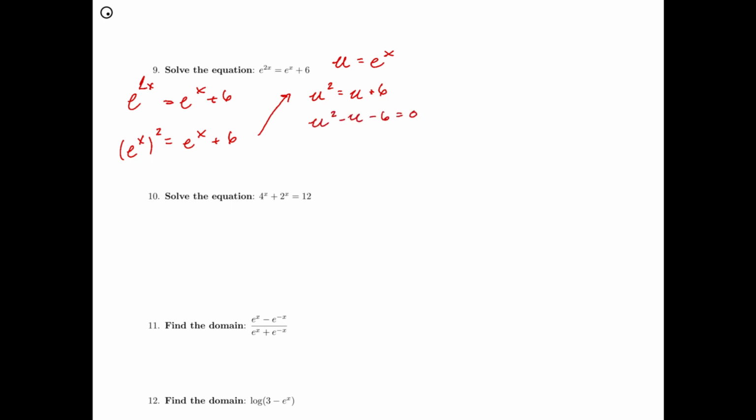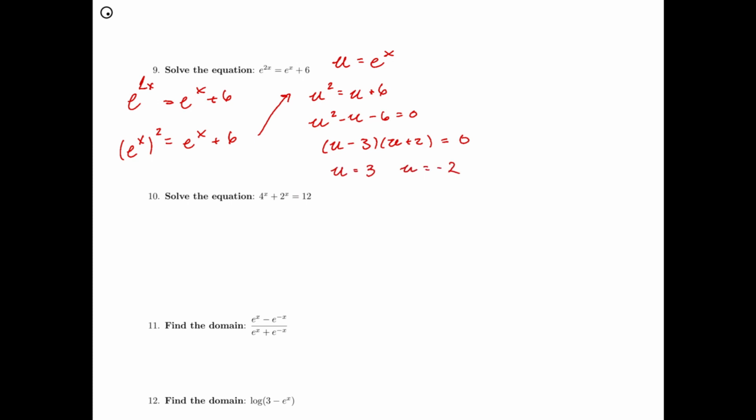I get 0. I can factor this into probably u minus 3 times u plus 2, right? Is that right? Yeah, it looks correct. This is set equal to 0. And so I know that u equals 3 and u equals negative 2.